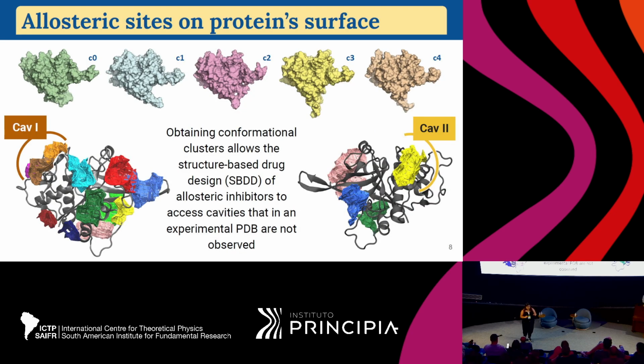So first of all, the allosteric site on the protein surface. Here we have the different conformations that were the most representative ones. And we can see that in structure-based drug design, it is interesting to look for different conformations instead of only one, which is sometimes what happens. And here I would like to show cavity 1 and cavity 2 that I'm going to talk about later.